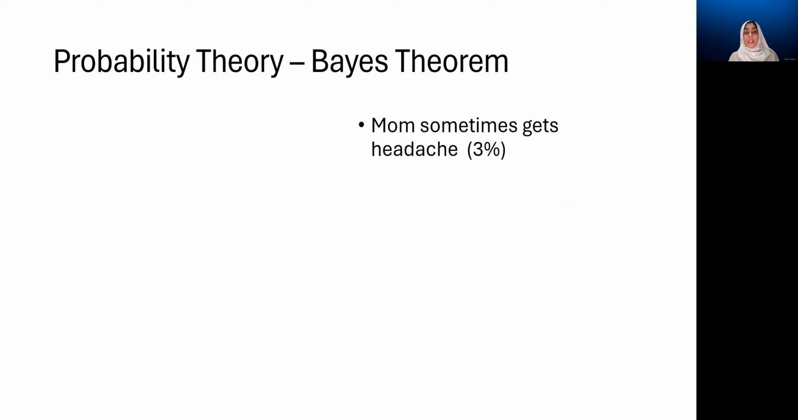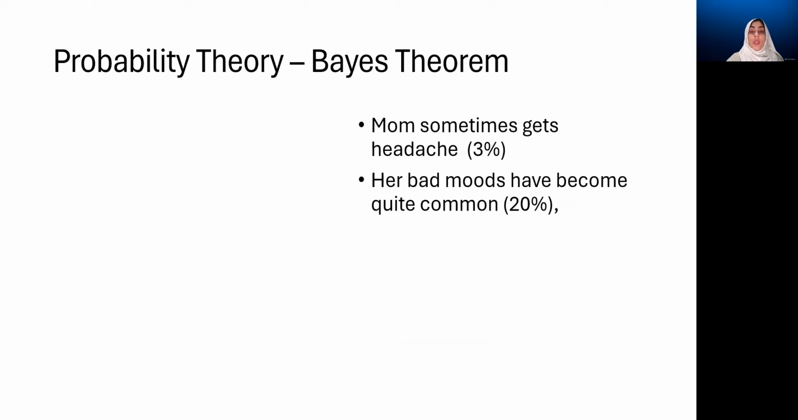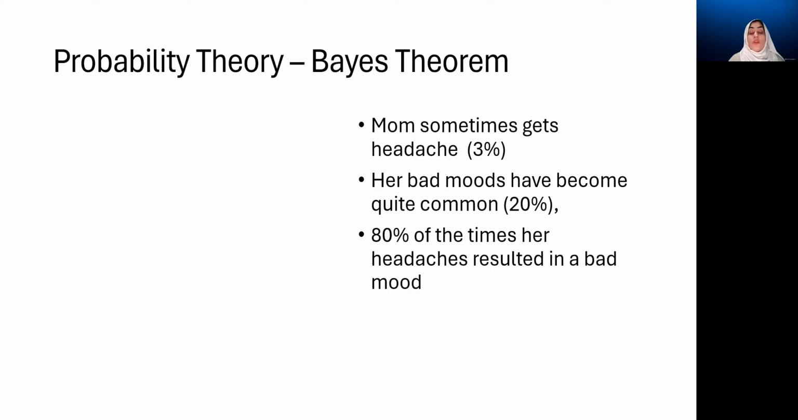Let's understand this with the help of an example. If you know that mom sometimes gets a headache and the frequency of this event is 3%. And she can have bad moods, and these days her bad moods have become quite frequent. The probability of her having a bad mood is 20%. And 80% of the times, this is what you know from the past data, her headaches result in a bad mood.